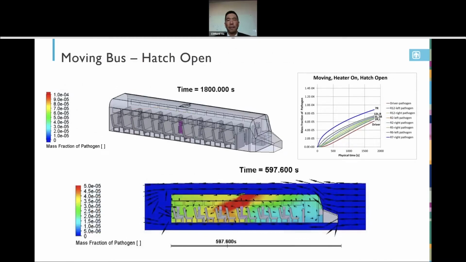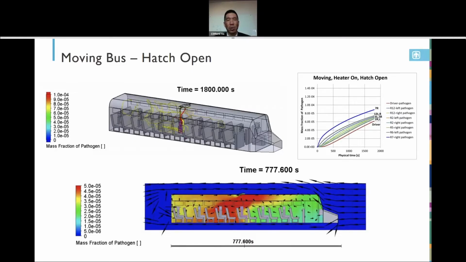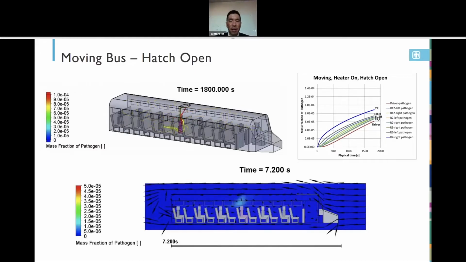Now with a moving bus, this shows the case where just the hatch is open. Some people may think, well, school's in session during the winter primarily, it's cold, don't want to open up all the windows. Maybe we'll just open up that hatch on the top in the middle. Well, if you do that, it turned out our simulation showed that it's just enough to sort of stir the pot.